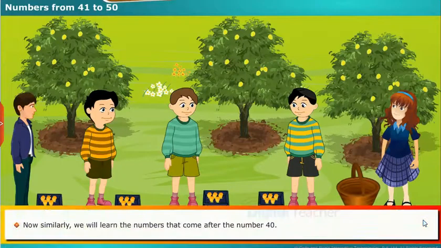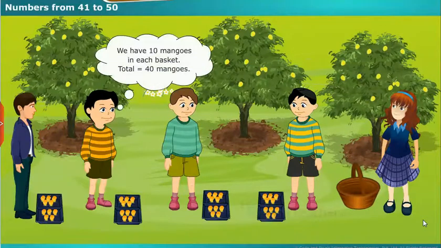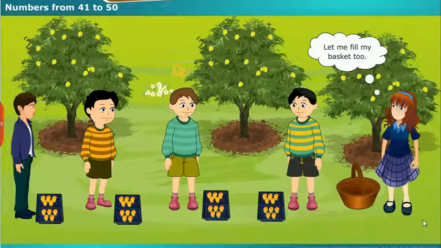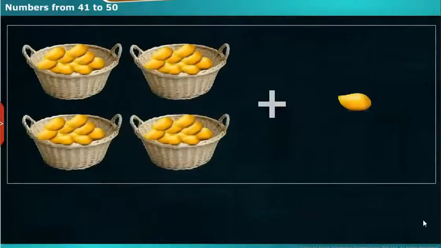Now, similarly, we will learn the numbers that come after the number 40. Hi friends, your baskets are looking full. How many mangoes do you have? We have 10 mangoes in each basket. Total is equal to 40 mangoes. Let me fill my basket too. Seema picked 1 mango from the tree.